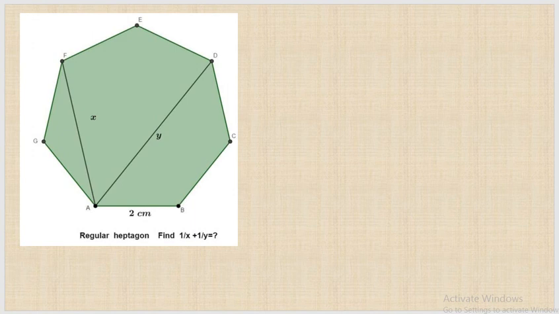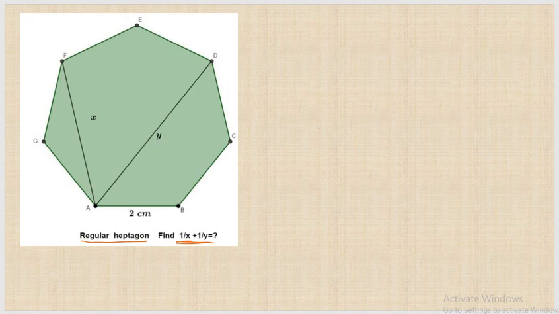Hi viewers, I am back with one more question of geometry. In this question, what is given? A regular heptagon is given. Find 1 by x plus 1 by y. This is the value I need to find here.